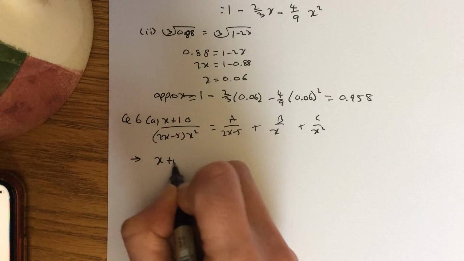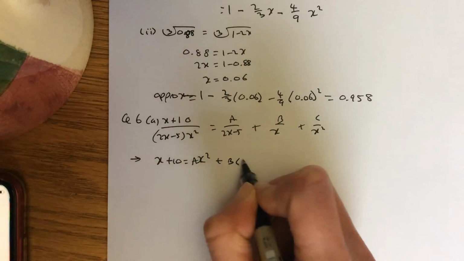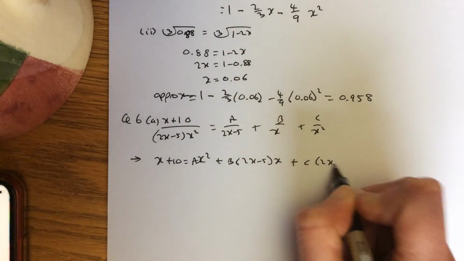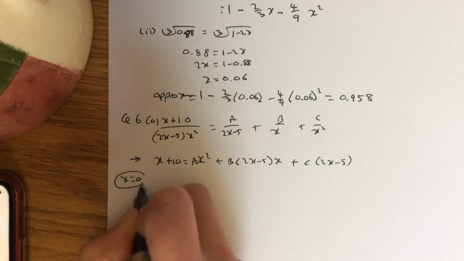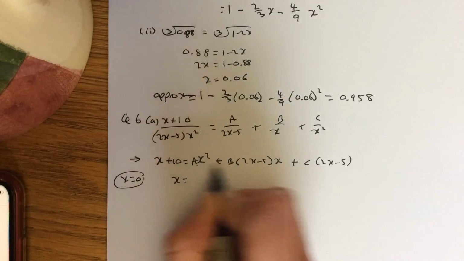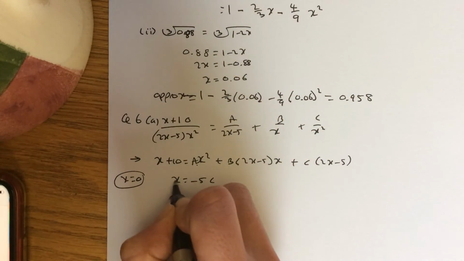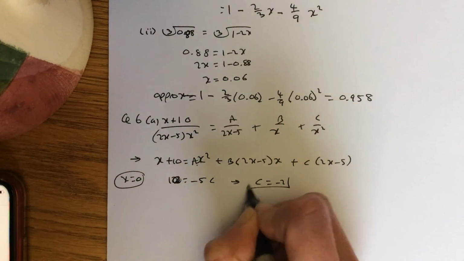So it's x plus 10 equals a, x squared, plus b, 2x minus 5, then you need an extra x, and c, 2x minus 5. So first of all, put x equals 0 to work that one out. Put a 0 in there, that disappears, this disappears, and leaves you minus 5c. Sorry, that should be 10. So c is minus 2.